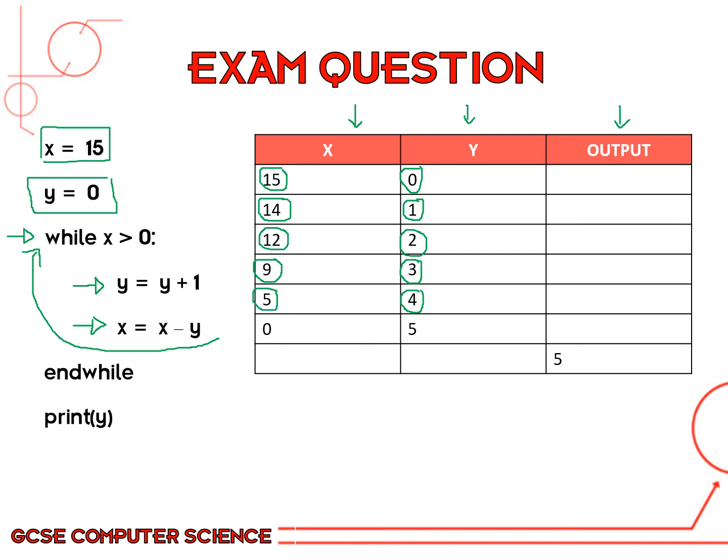Back to the beginning again. 5 is still greater than 0. So y becomes 5 because we add 1. Then x becomes x minus y. X is 5, y is 5, so it becomes 0. We go back to the beginning of the loop. X is no longer greater than 0, so the loop ends. So we move down to end while. And then we have our first output. Print y, so we output the current value of y to the screen, which is 5.